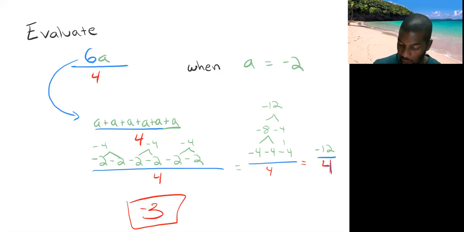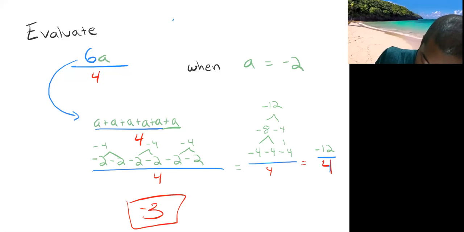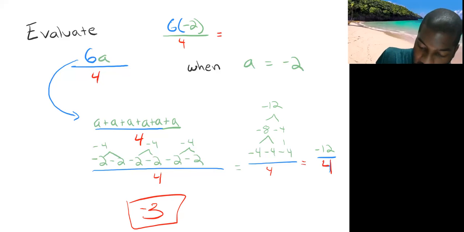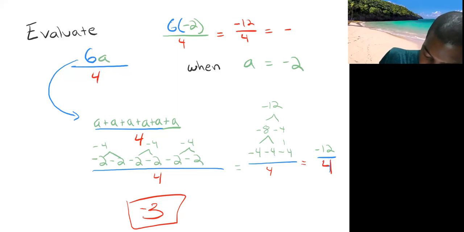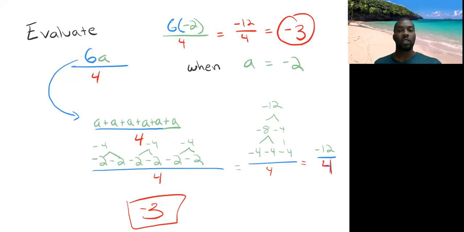Your answer is -3. Now, the simpler way to do this would have just literally been to do this: 6 times a, which is -2, over 4. 6 times -2 is -12. -12 divided by 4 is -3. You still get the same answer. I just wanted to show you what really is going on when you do variables with coefficients like 6a. You have to replace every a. And this is why we use multiplication, because it's faster, right? All right, so there's that.